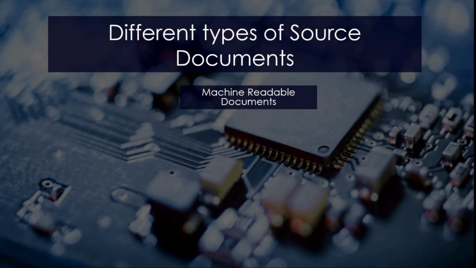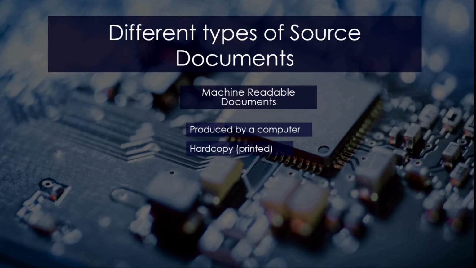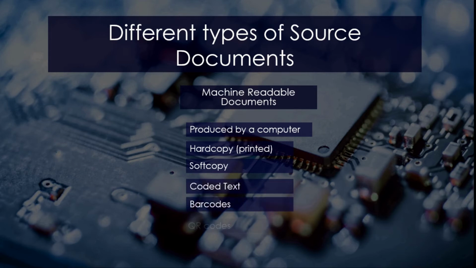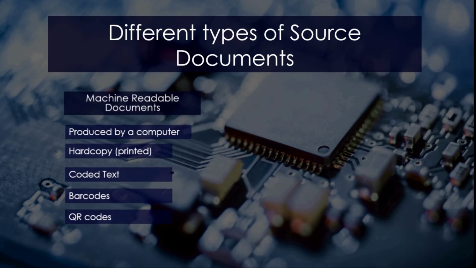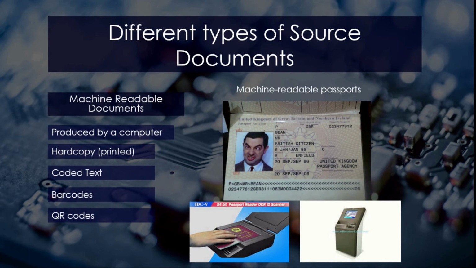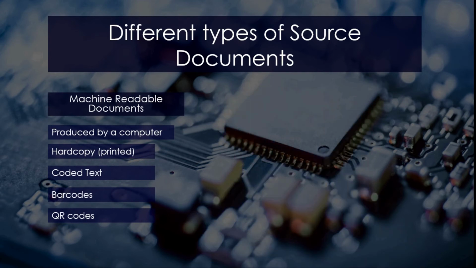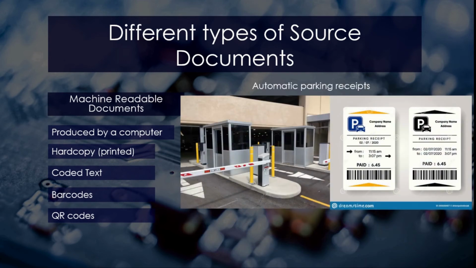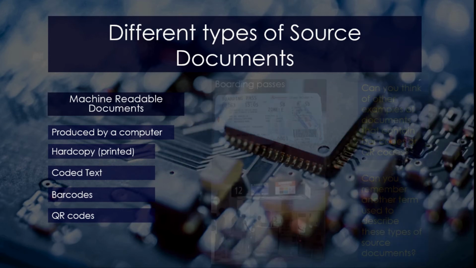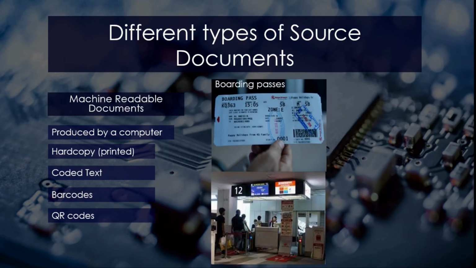Now let's look at machine readable documents. These documents are always produced by a computer and can exist in both hard copy or soft copy and can contain coded text, barcodes, or QR codes. Some examples of machine-readable documents can include but are not limited to machine-readable passports, automatic parking receipts, or boarding passes.